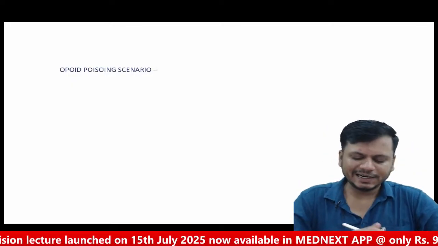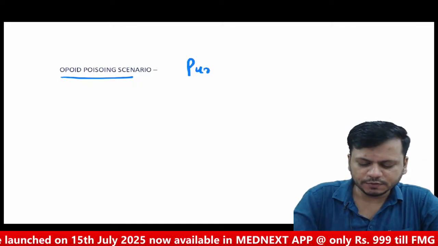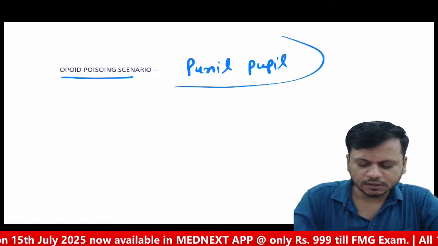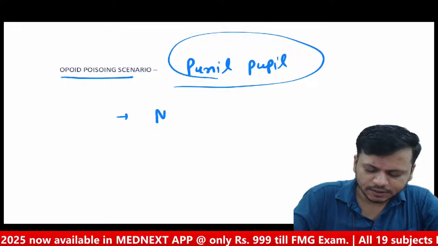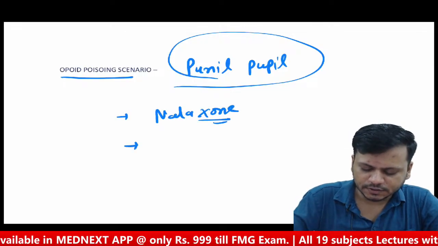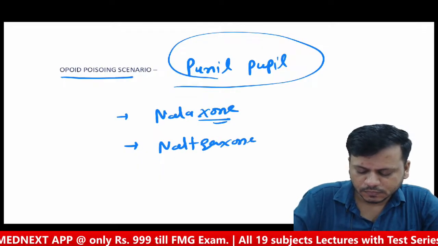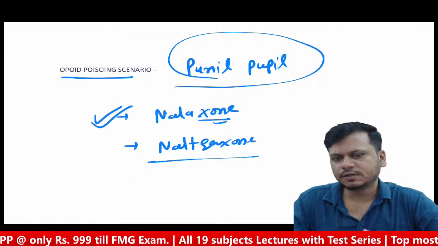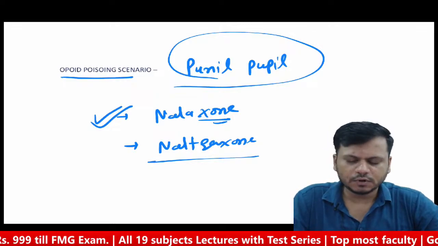There was the question regarding opioid poisoning, right? Pinpoint pupil was written. Two drugs were there that can confuse you. One was naloxone and second was naltrexone. Better answer is naloxone. If it was not in the option, then the answer should be naltrexone, right? Antidote for opioid poisoning.